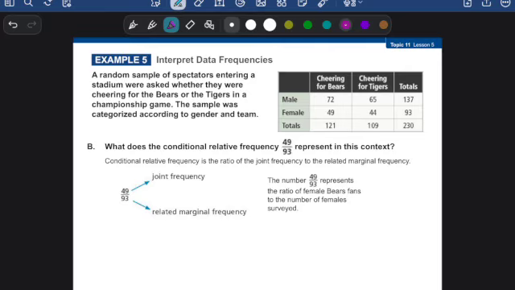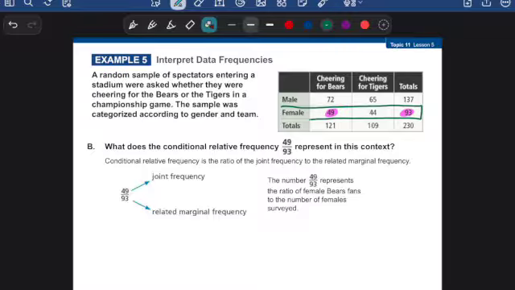What does the frequency 49 over 93 represent? Let's look where we find those numbers. Here's 49 and here's 93. We're just looking at our female population, the females who came to the game. Out of all the females, out of 93, 49 of them were Bears fans. So that's female Bears fans. Just out of all the females, which percentage were cheering for the Bears?